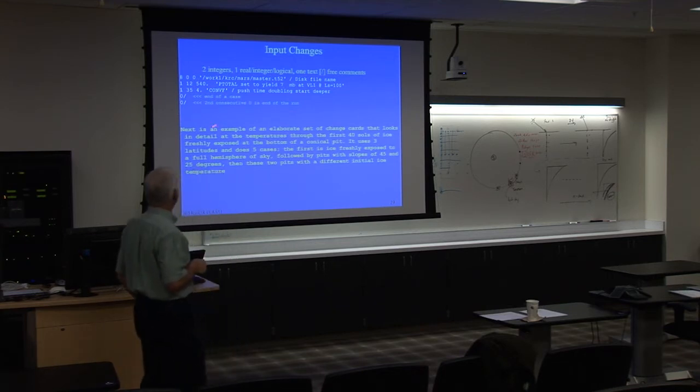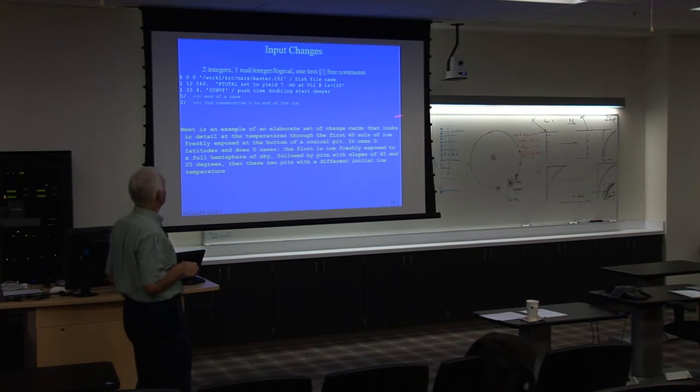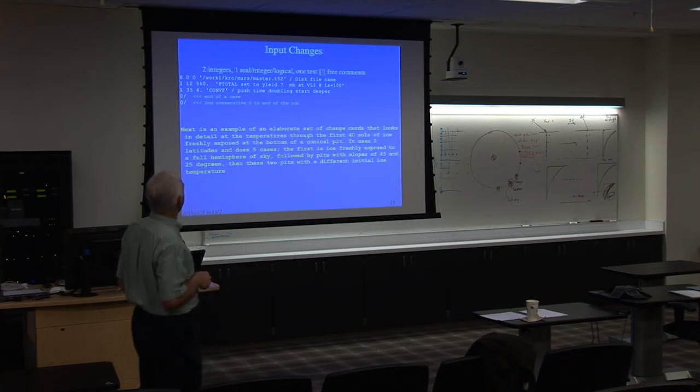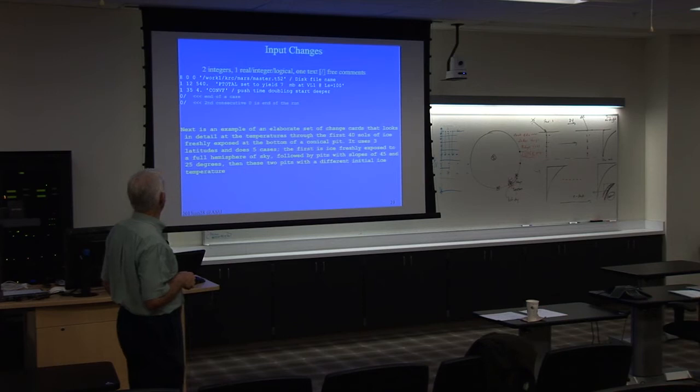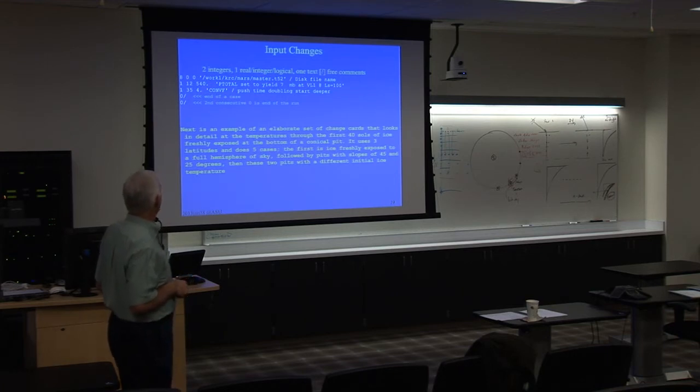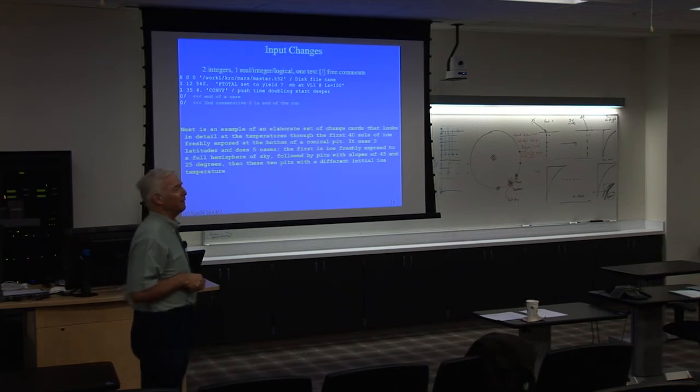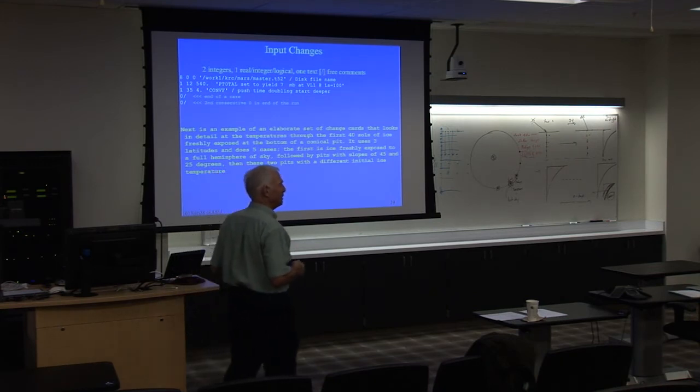The next one is interesting. This is something which I say, if we can do this with a web interface, it'll be wonderful. Here's what we're going to do. Look in detail at the temperatures for the first 30 sols of ice freshly exposed at the bottom of a conical pit. It does it at 3 latitudes, 5 cases. 1, the ice is freshly exposed to a full hemisphere of sky, followed by pits with slopes of 45 and 25 degrees, and then these same 2 pits with different initial ice temperatures. You can do all that in a single KRC run. And I guess Josh is probably the only one who's seen this level of complexity here.